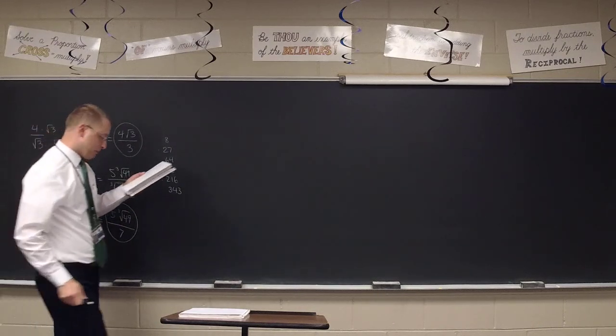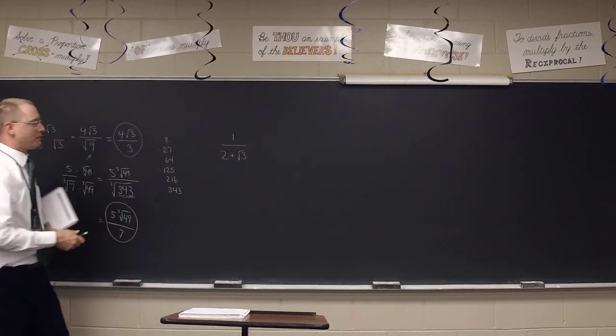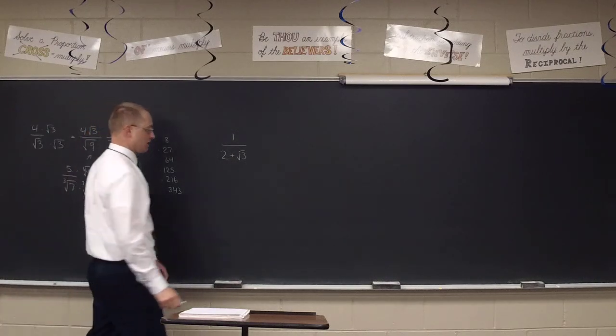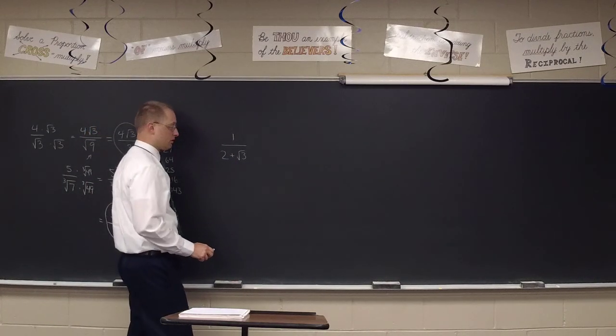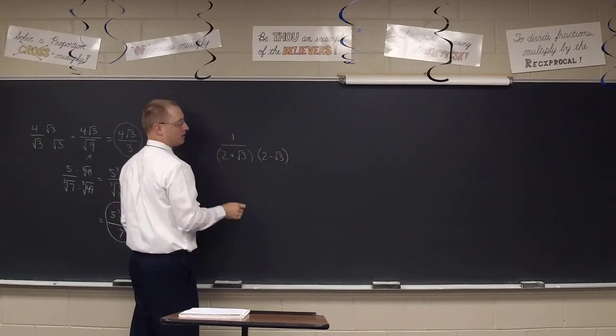Let's go to the next one, number 7. Now here we have a 2-term radical denominator. Let's come back to Lana for redemption. Lana, anytime we have a 2-term radical denominator, I have to multiply by the... Conjugate. What's the conjugate? 2 negative square root of 3. And what you do to the bottom, I do to the top.